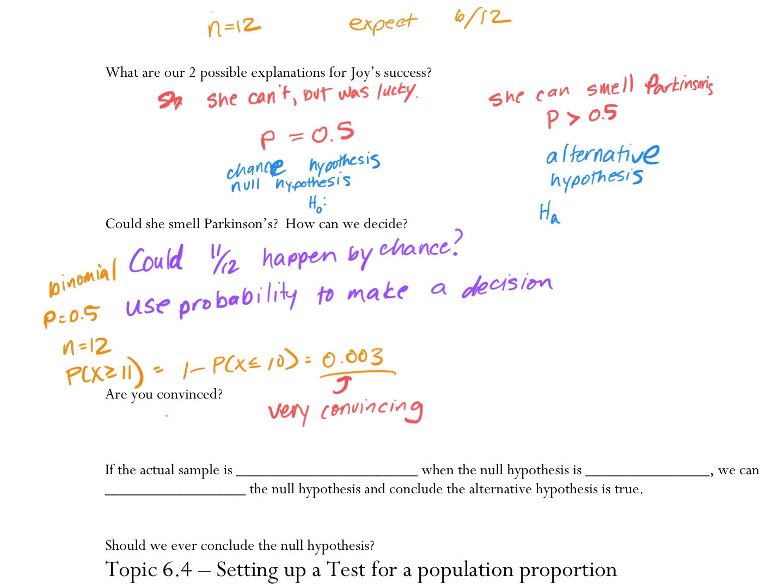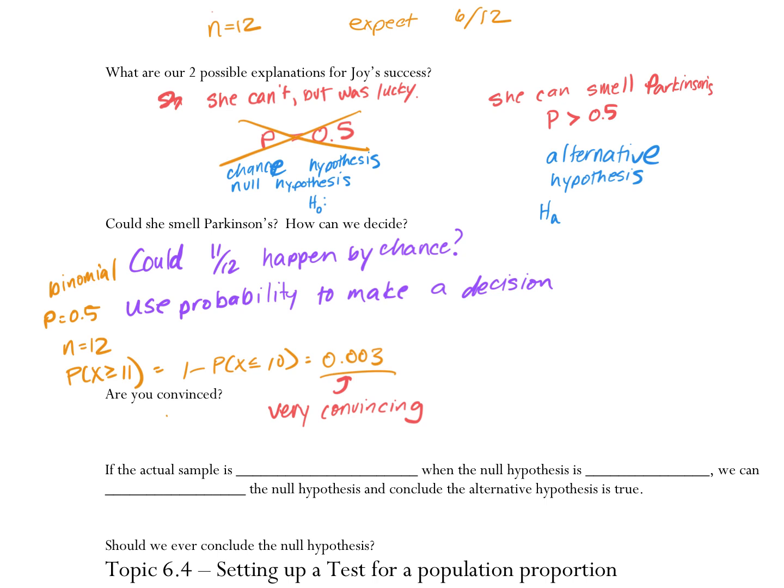And here's what it convinces me of. She's not just guessing, because it couldn't have happened if she was just guessing. So now I can eliminate this as an explanation to how she got 11 out of 12 right. And if I eliminate this explanation, how many explanations do I have left? This is the only one. Is everybody with me?